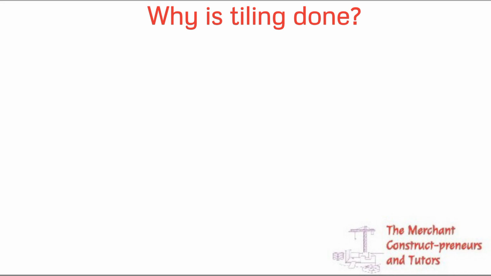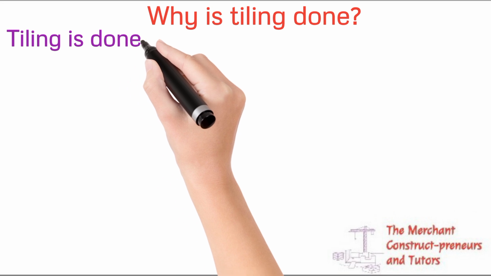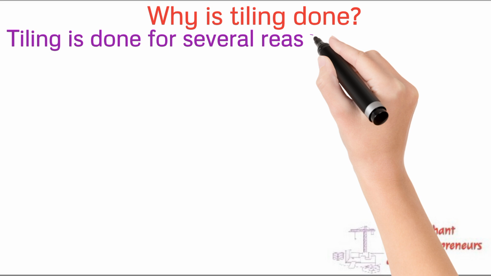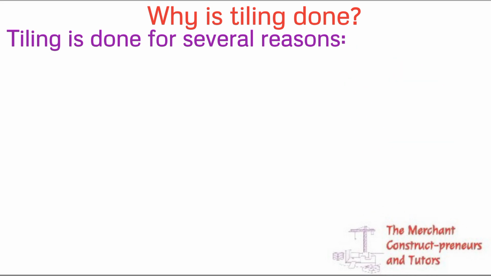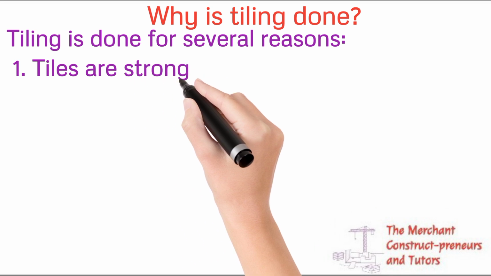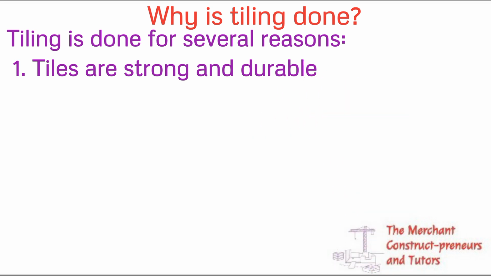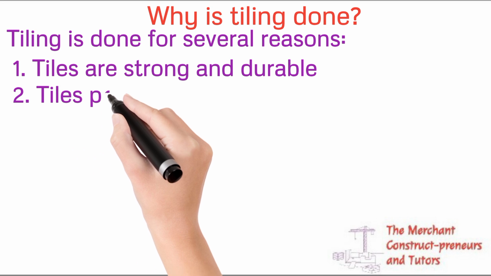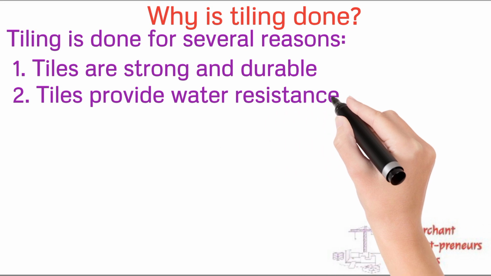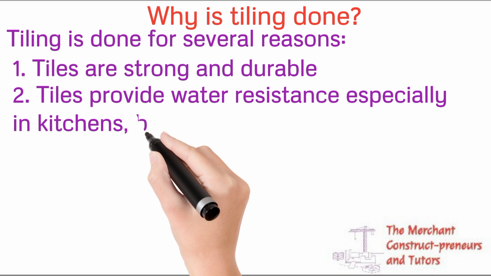So now, why is tiling done? You should ask yourself why tiling is being done in a building. Why not any other finish? It depends on the preference of the client. Okay, so there are several reasons why tiles are being laid on the floor, but we're going to highlight some of them. The first one is tiles are laid because they are strong and durable. Durability is something that lasts long. So tiles are durable compared to other types of floor finishes.